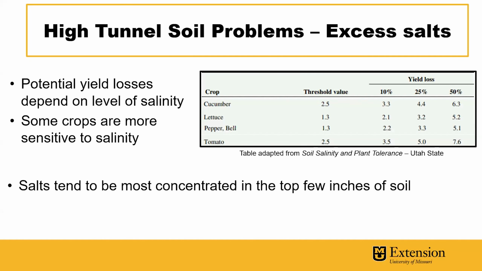The potential yield loss of vegetables depends both on the crop being planted as well as the salinity level of the soil. For instance, beets are extremely tolerant of high levels of salts. However, you can see that tomatoes, for instance, can suffer a yield loss of up to 50% at a soluble salt level of 7.6. We tend to see these salts accumulate highest in the top few inches of the soil.